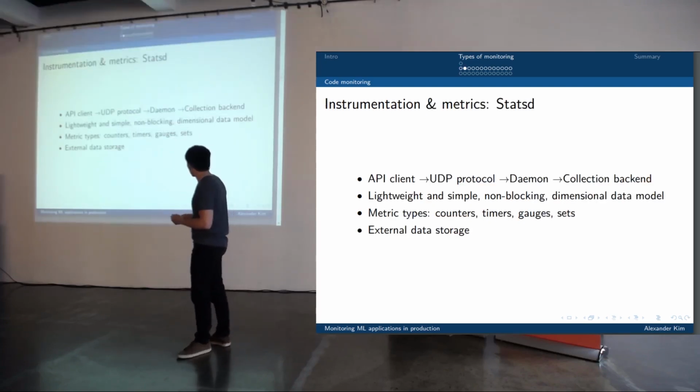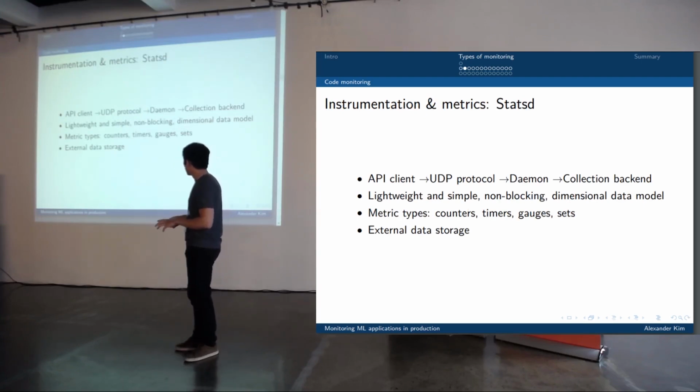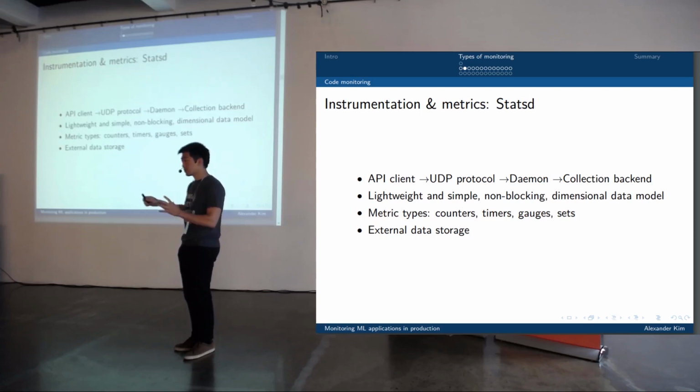And now let's talk about StatsD. This is the simplest case of putting instrumentation within your application. It's very lightweight and simple to use. The general structure is that you have an API client within your application which collects the metrics that you're interested in. It batches them up and sends them in batches through the UDP protocol to a collection backend, which usually is some kind of separate server or a collection of servers.